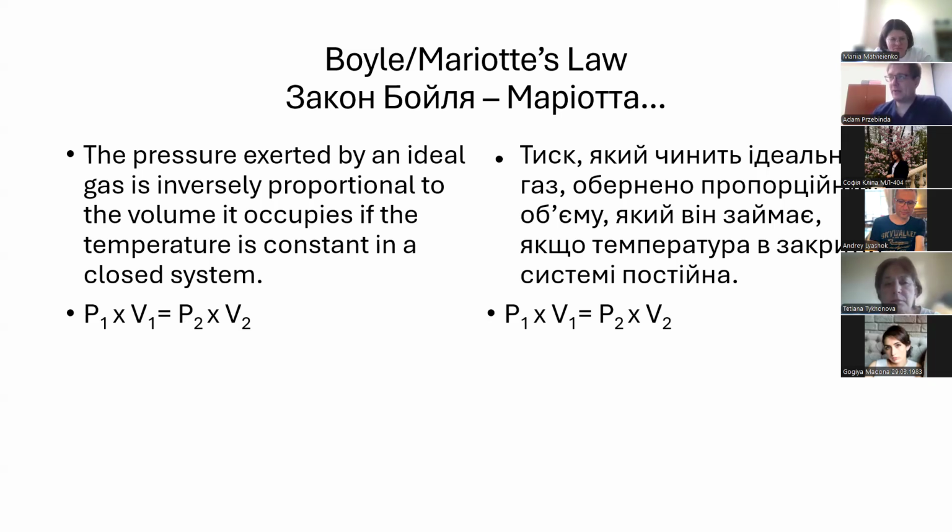Now, Boyle or Mariotte's law is a simple concept that we've all learned a long, long time ago, and it can be expressed that the pressure exerted by a gas is inversely proportional to the volume it occupies, if the temperature in the system is constant, and if nothing is entering or exiting the system, if it's a closed system. In equation form, the pressure times the volume at point 1 is equal to the pressure times the volume at point 2. So if one goes up, the other has to go down.